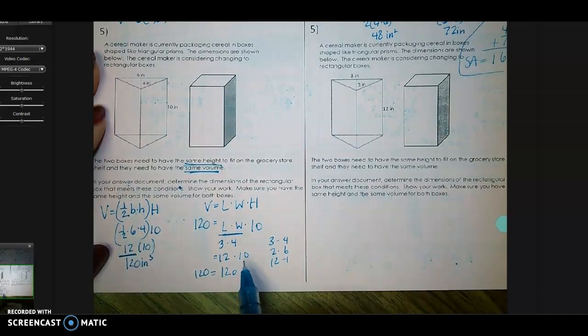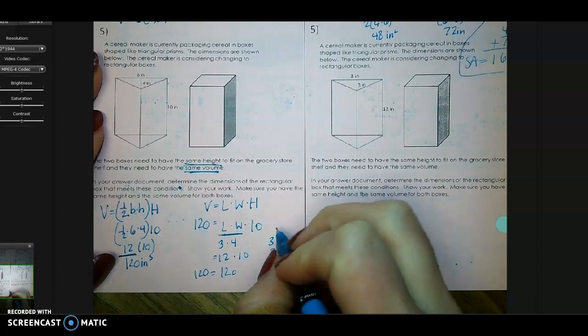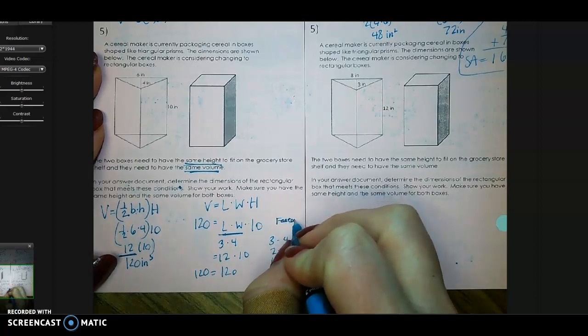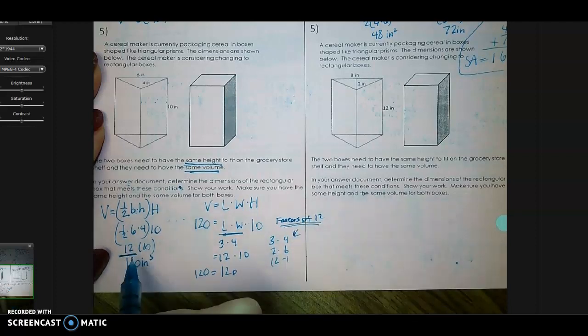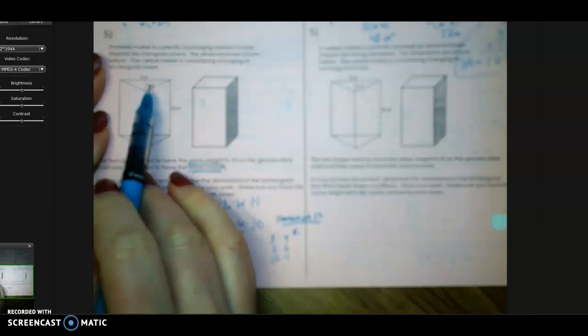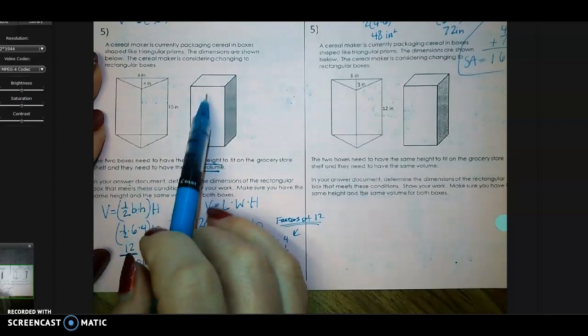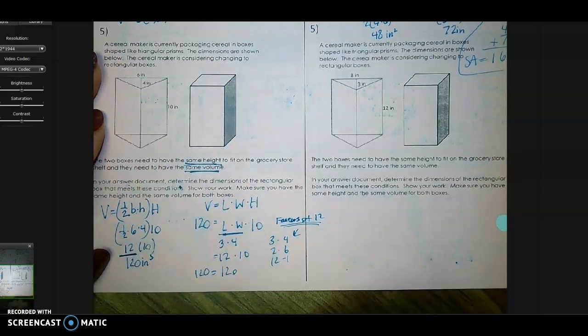So we were trying to make sure that the volumes were the same, but that the dimensions were different. So I could use 3 and 4 because all I need to do is look at factors of 12. And those are my factors of 12. And once again, remember that came from the area of the base of our box here has to be the same as the area of the base here because our height couldn't change due to the shelves.